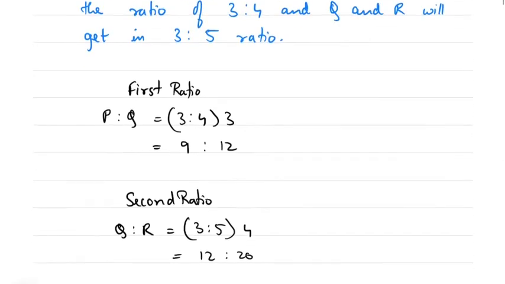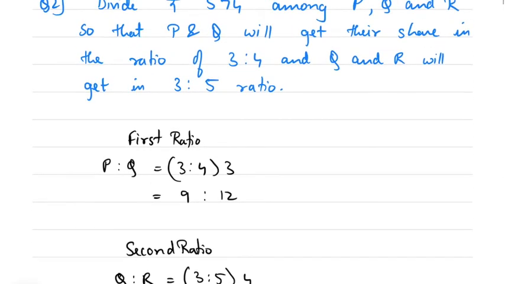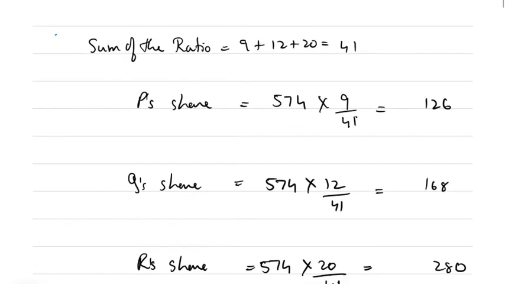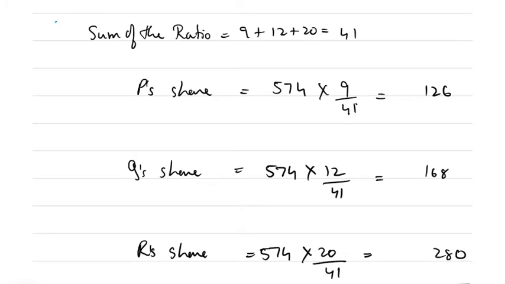So we have divided 574 between P, Q and R in the ratio of 9:12:20. Let's solve the next problem.